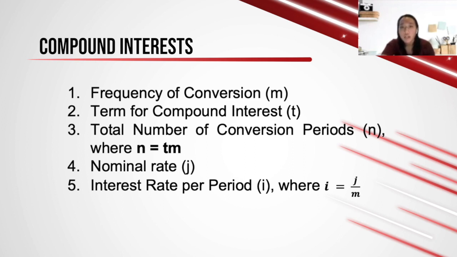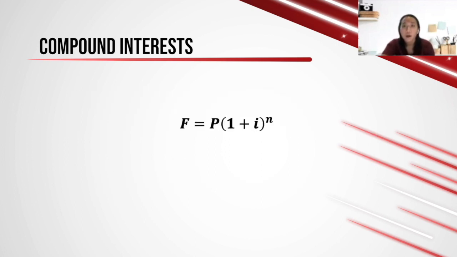Next important thing is we have to compute for the interest rate per period or the interest rate every time we compound it. The variables needed here are the nominal rate, denoted by J, and to get the interest rate per period given by I, we simply divide the nominal rate by the frequency of conversion M. Now that we have understood these variables, we can now solve for compound amounts.